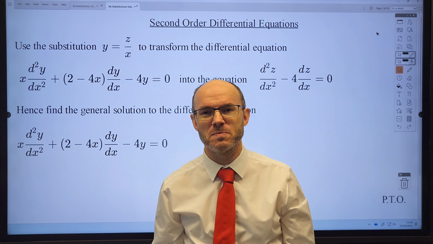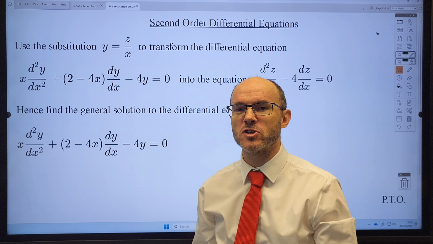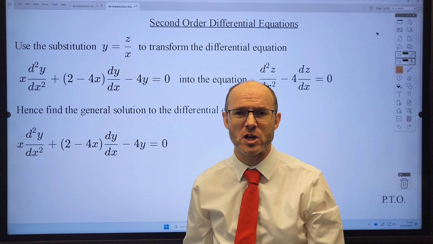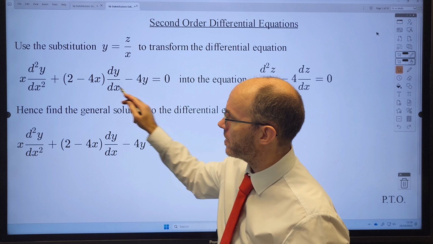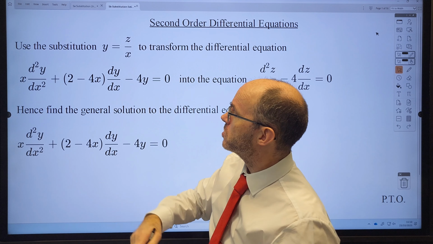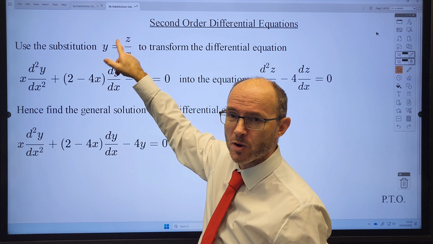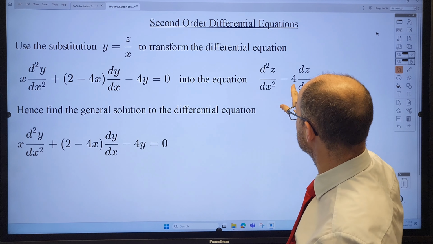Hi, welcome back. So this is my second example of second order differential equations using a substitution to transform one equation into another. So this is what we need to transform our original differential equation. We need to use this substitution, y equals z over x, to transform it into this here.